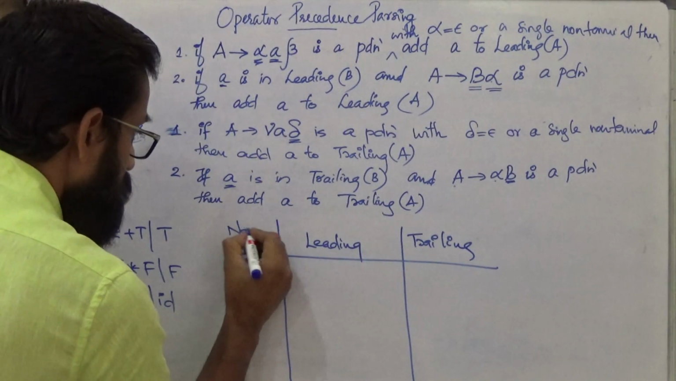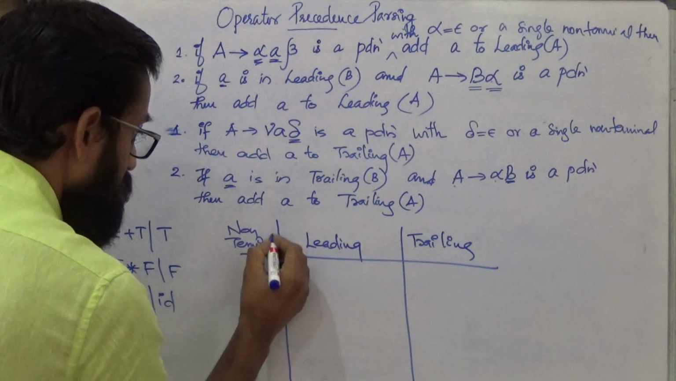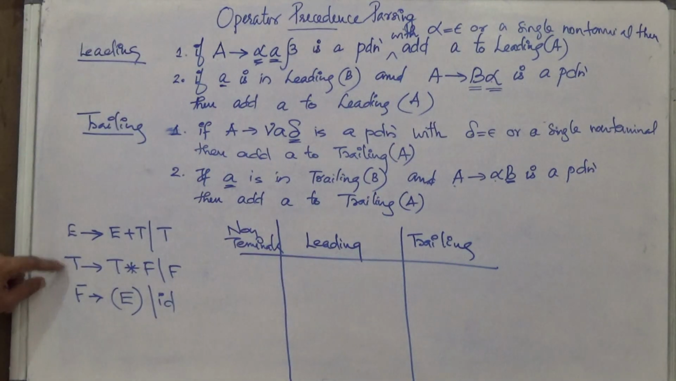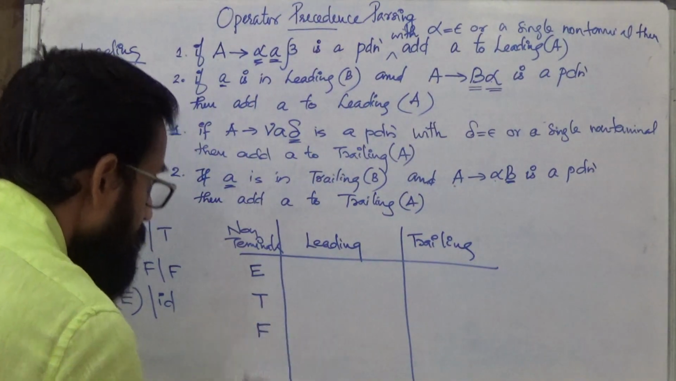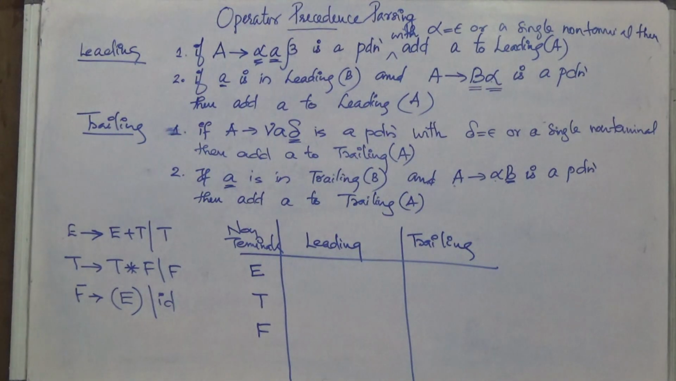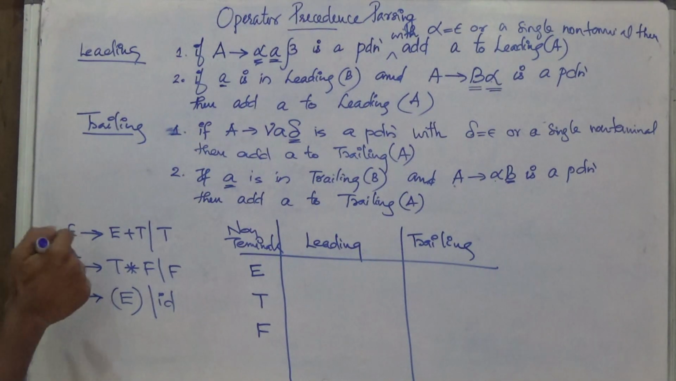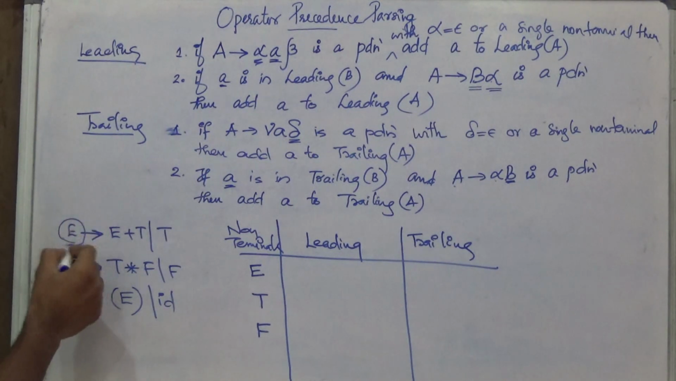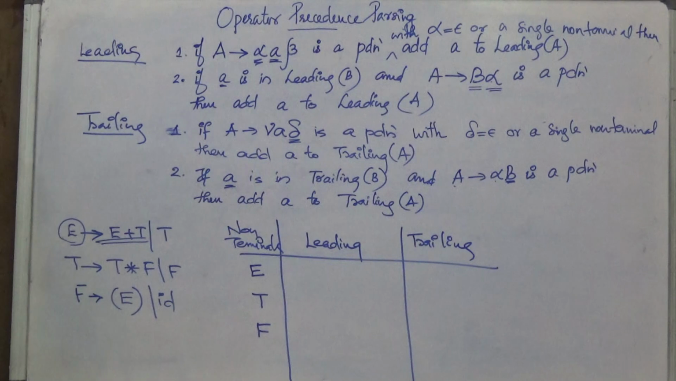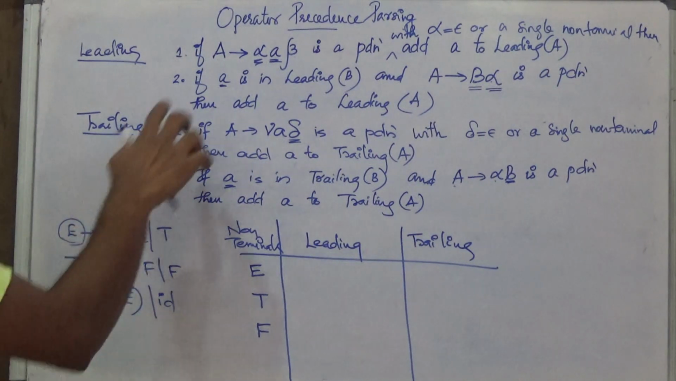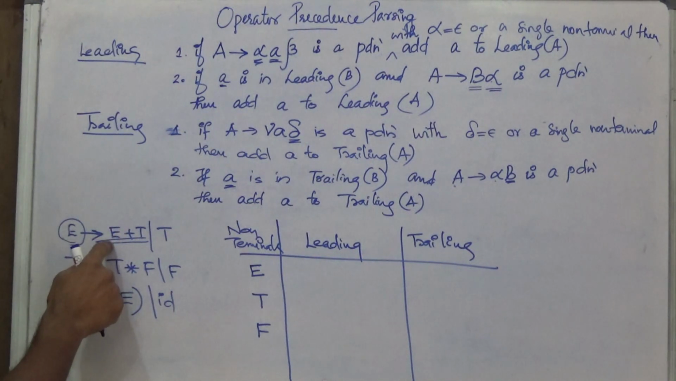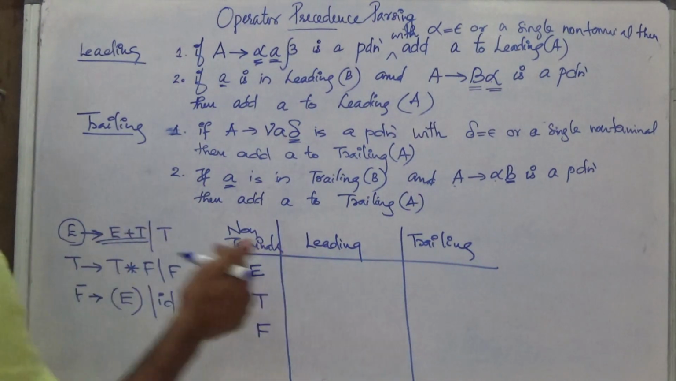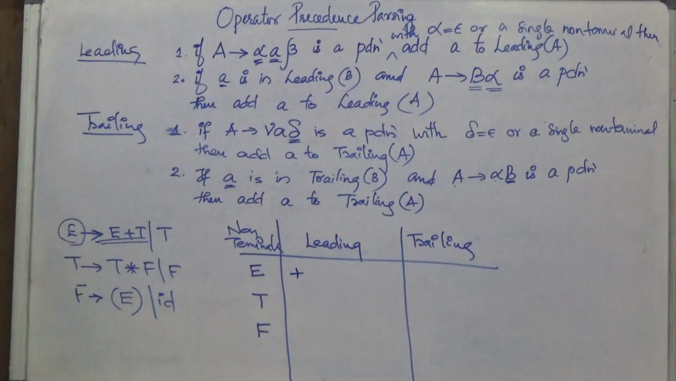You are having three non-terminals: E, T and F. So how will you compute leading of E? You need to consider that production whose left hand side is E. First you can consider this production. In this case, this is of the form alpha A beta, and alpha is a single non-terminal, it's a variable. So you can add plus to leading of, sorry, leading of E.